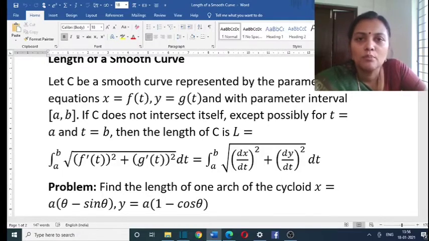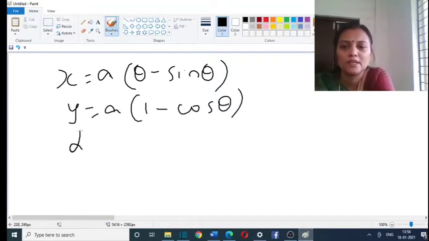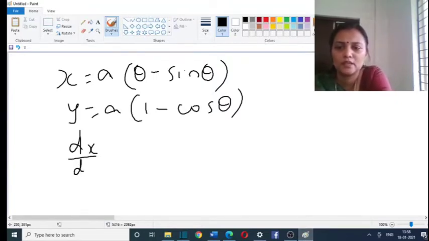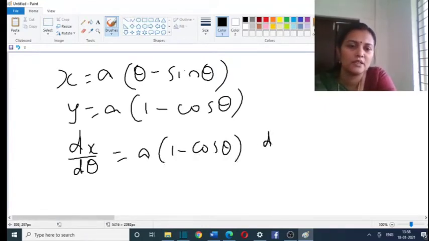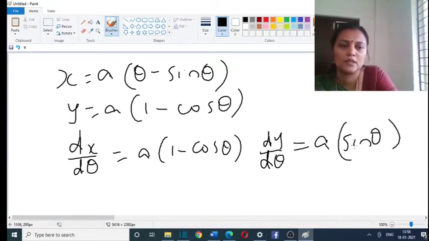Let's do the problem. Here x equal to a into theta minus sin theta, so dx by d theta is equal to a into 1 minus cos theta. Dy by d theta is equal to a into the derivative of 1 minus cos theta: the derivative of 1 is 0 and of minus cos theta is sin theta, minus of minus sin theta is a sin theta.